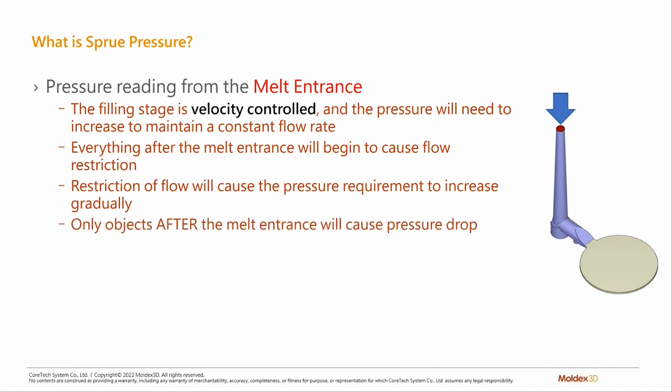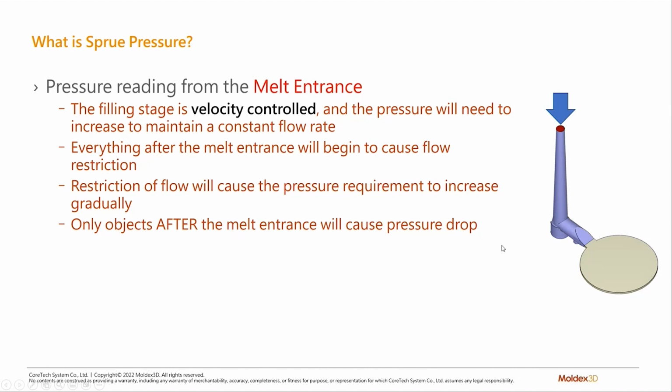And as I mentioned before, only the objects after the melt entrance will be considered in this sort of pressure prediction. So we need to make sure that we have our entire system modeled in, not necessarily just an approximated model, especially when we're trying to correlate the pressure between simulation and reality.